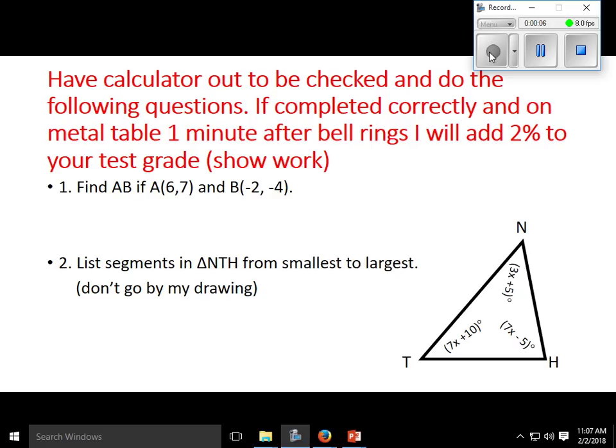Alright, on this first one, what does it mean when it says find AB? What's that mean? Find the length. You have to remember that when they don't give you the segment symbol, it means find the length of AB. What are we going to use to do that?